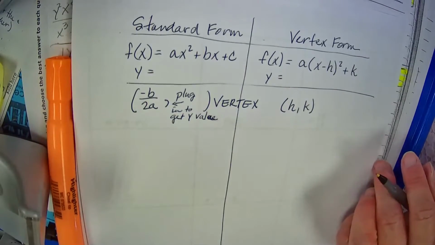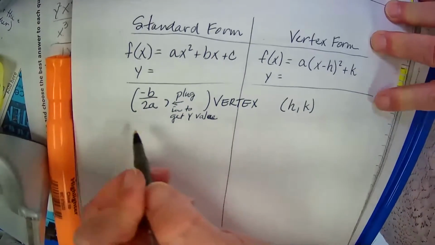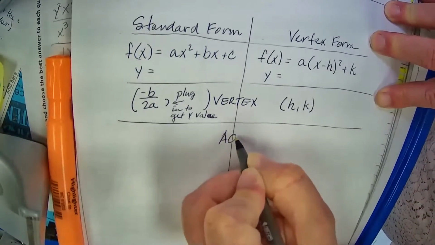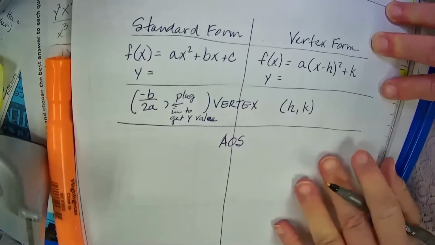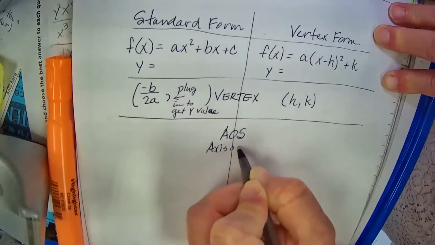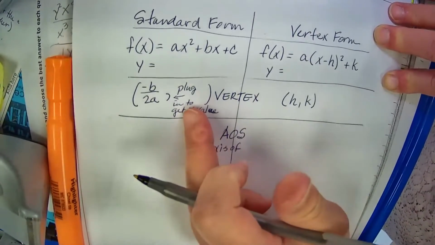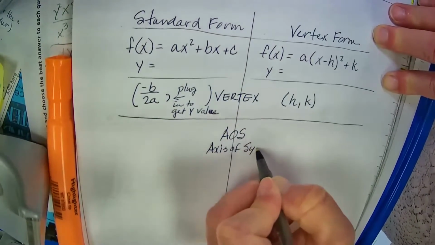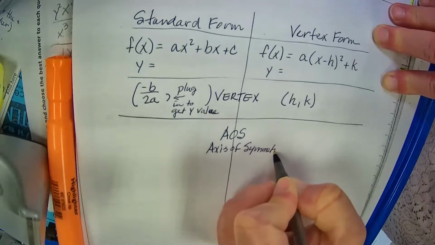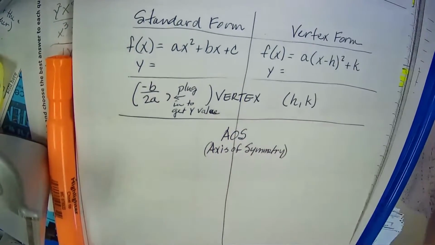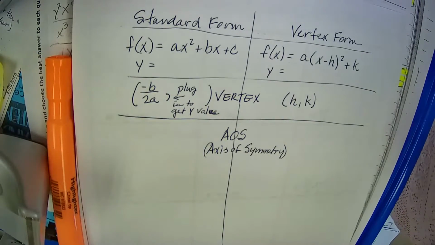Now, axis of symmetry. That's where I had trouble. Okay, AOS. What, finding the y value from the standard? Yeah, it's a little more work. So most of the time I'll abbreviate it AOS.